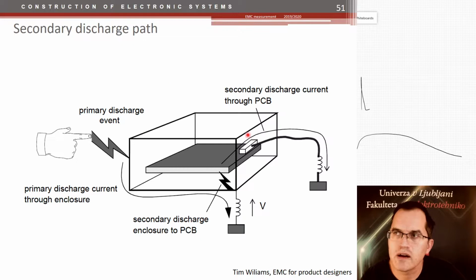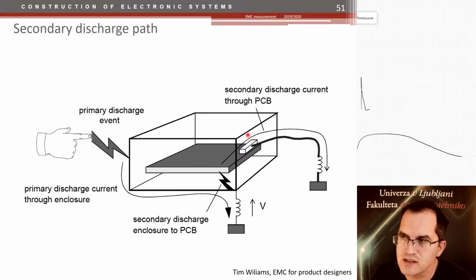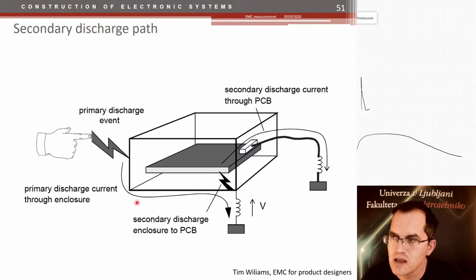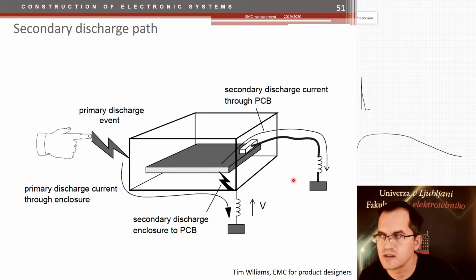You also have a secondary discharge path, which means that you discharge into a case, and then the current which flows through the case causes such a voltage jump that another discharge is happening to the electronics, and then it is transferred through the cabling. So all that is possible.